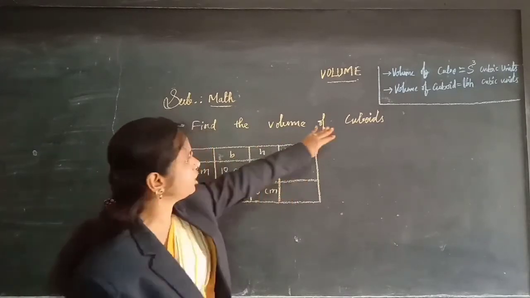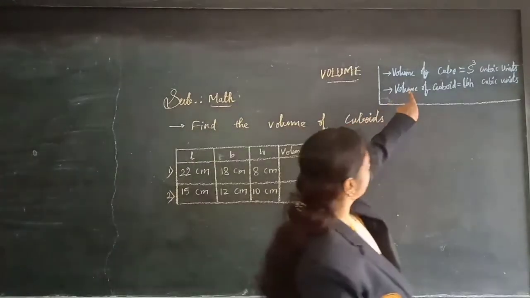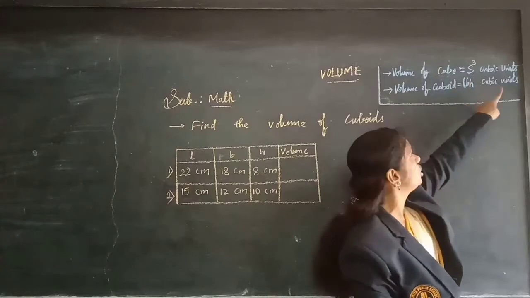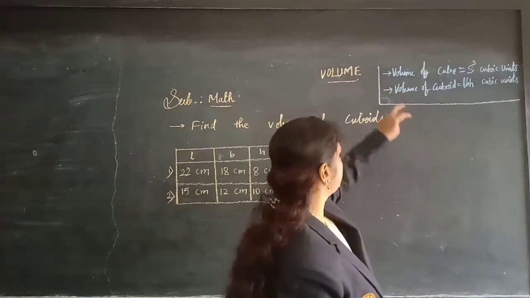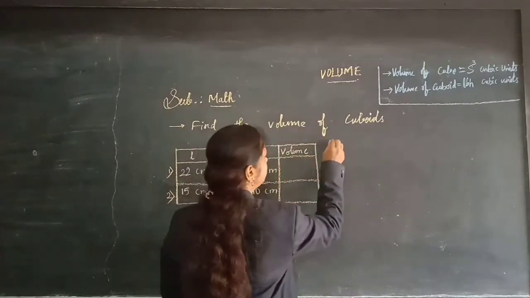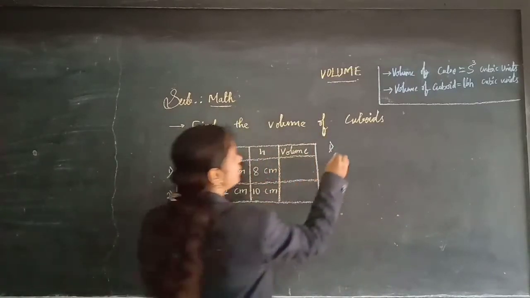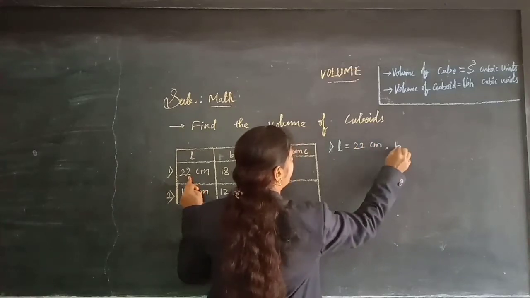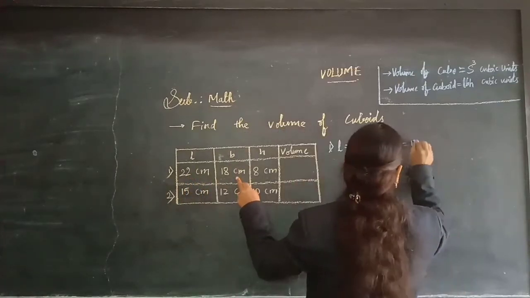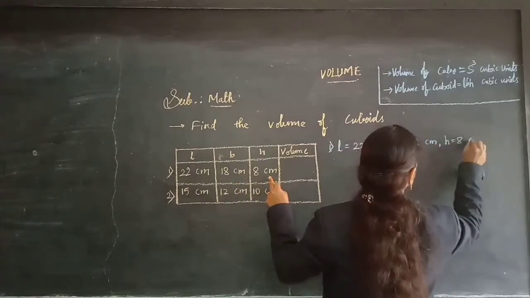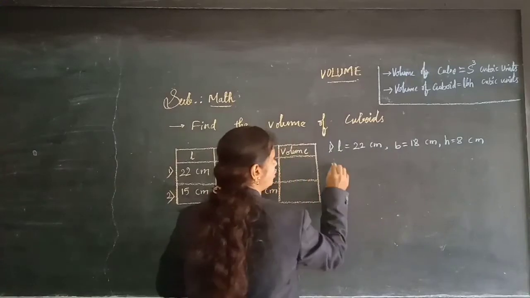Come on, first given cuboid. Have a look at this problem's formula. Volume of cuboid is LBH cubic units, which means we need to use this second formula. Let's find the first one here. The L value is 22 centimeters, breadth is 18 centimeters, and height is 8 centimeters.